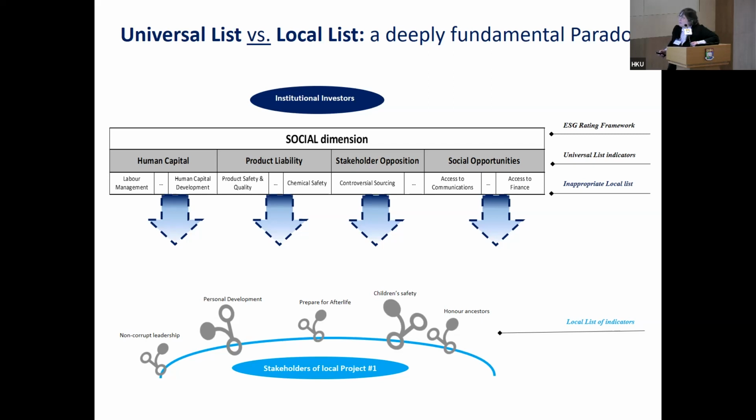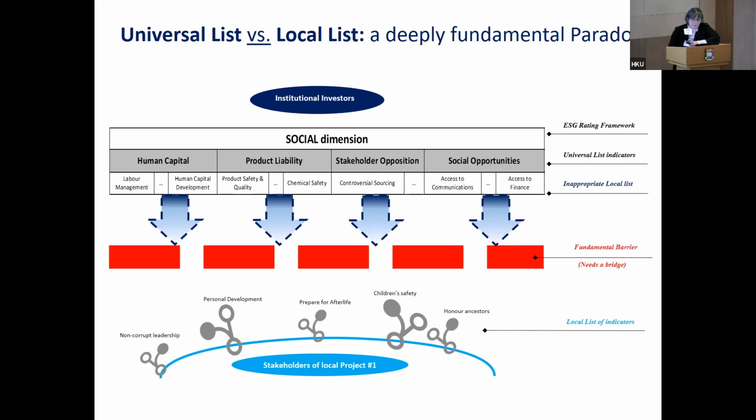And we go down here and we try to take these ways of measuring down to stakeholders of a local project. And these stakeholders don't even recognize this vocabulary, maybe. They may, but they may not. They have their own vocabulary. The things that are important to them that they'd like you to measure is perhaps how they honor their ancestors, the safety of their children, whether or not they have opportunities for personal development. These are local lists of indicators of things that are important to them. And so there is this fundamental barrier between these.